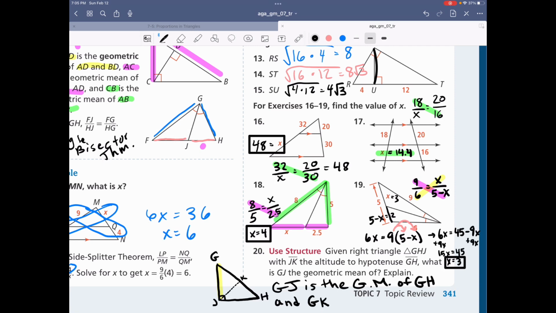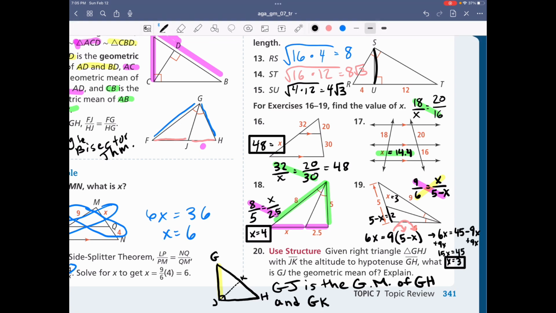And that is our Topic 7 review, which you can watch tonight and study it. So you'll do well on the test. And you can use this on your test too if you took good notes.